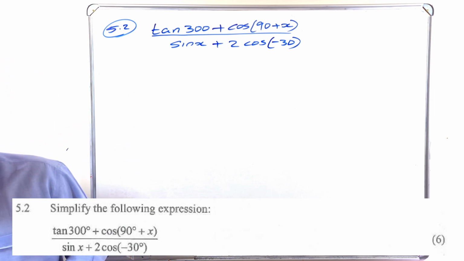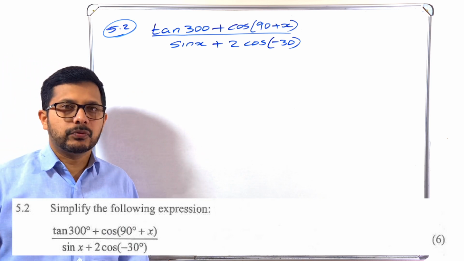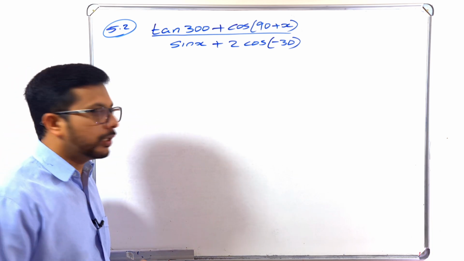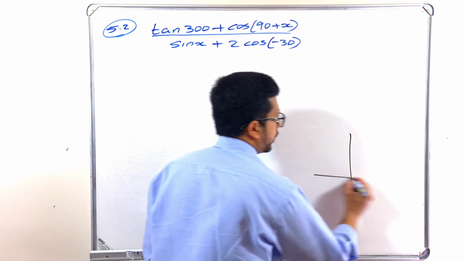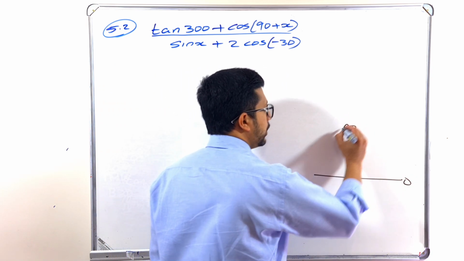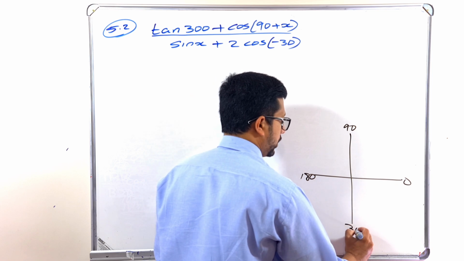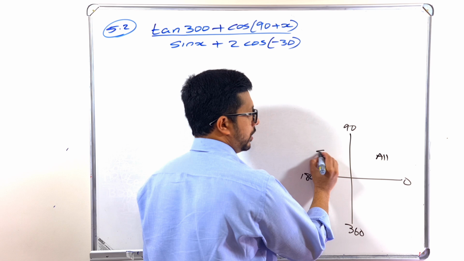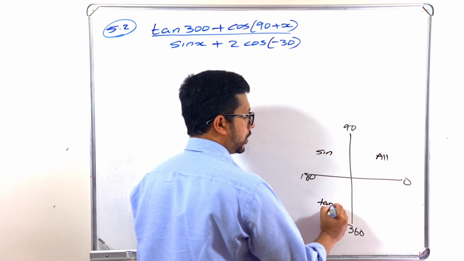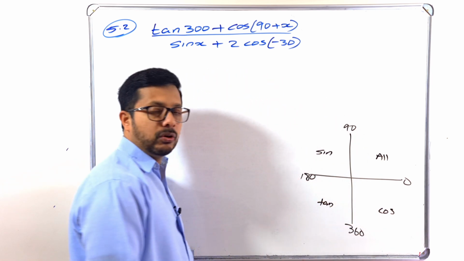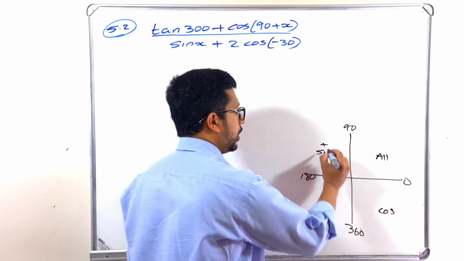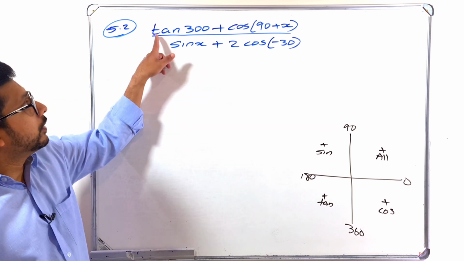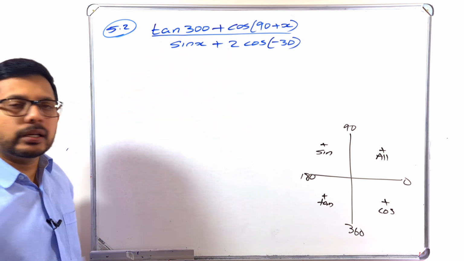So what type of question is this? The reduction formula. You have to know the reduction formula, then only you can do this type of question. So here this is the Cartesian plane. This is 0, 90, 180, 360. Here in the first quadrant all positive, second quadrant sine positive, here tan positive, here cos positive. I hope you already studied all of this. Now tan 300 is in which quadrant?